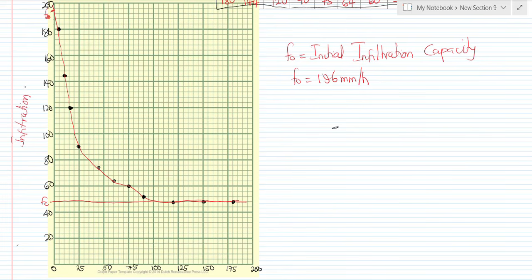This infiltration rate we had in millimeters per hour, and this time we had in minutes. Then the FC is the equilibrium infiltration capacity. Where the curve flattens out, you draw a straight line through it and you get it. So this is 44, 48, and that's 48 millimeters per hour. So these are the parameters that we got.